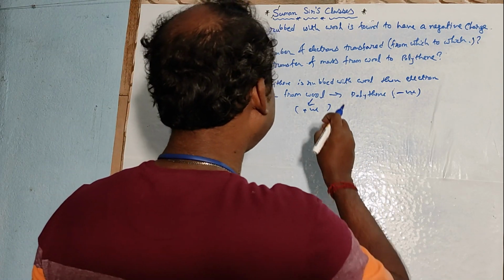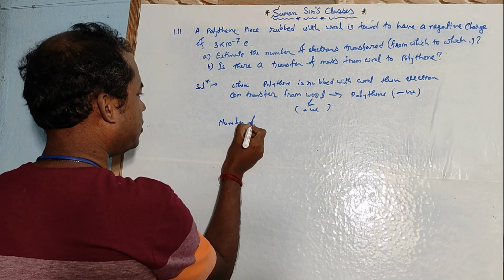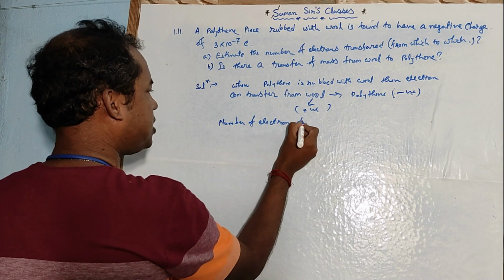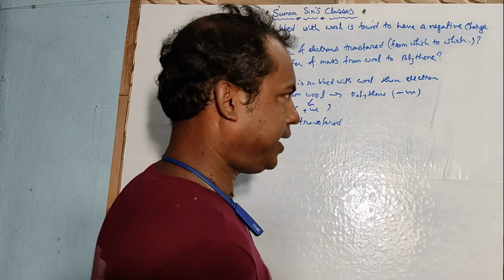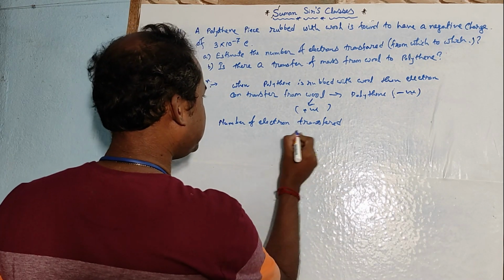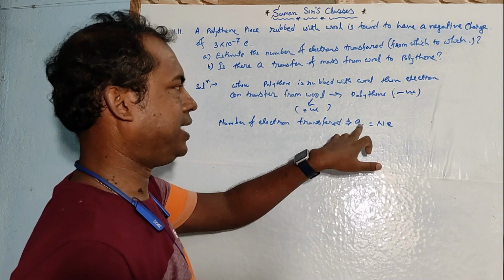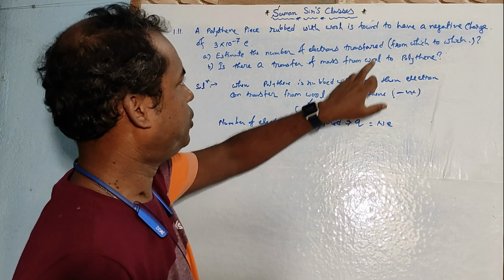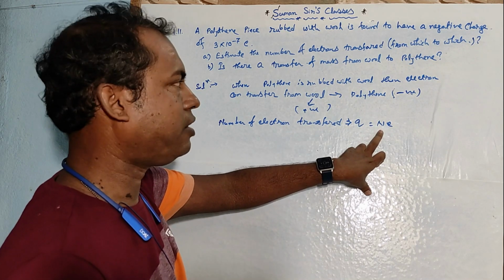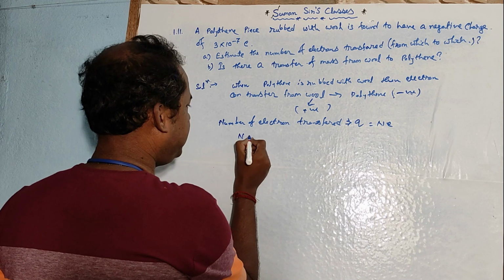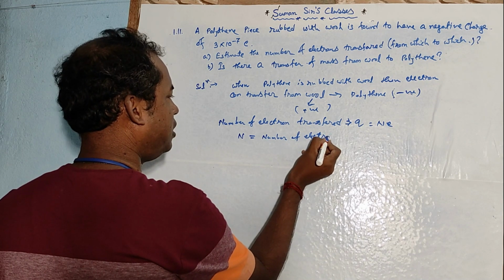The second question: how many electrons were transferred in this case? We can calculate the number of electrons transferred by using the formula Q equals N e. Here Q is the total amount of charge transferred, which is given as negative 3 into 10 to the power minus 7, and N is the number of electrons transferred.